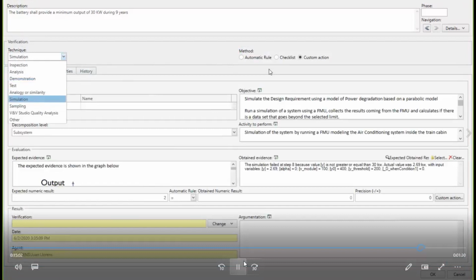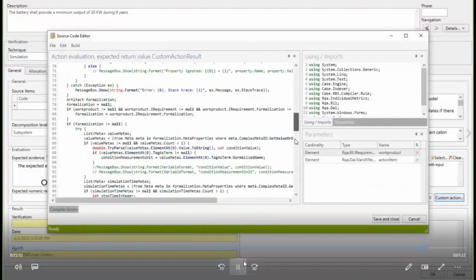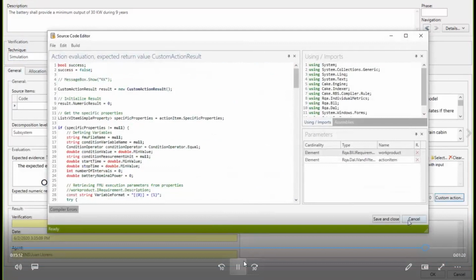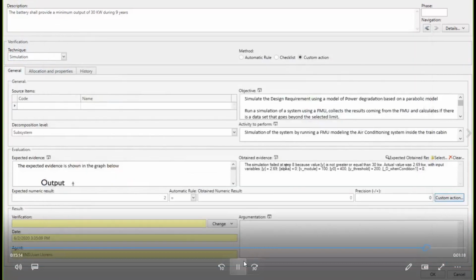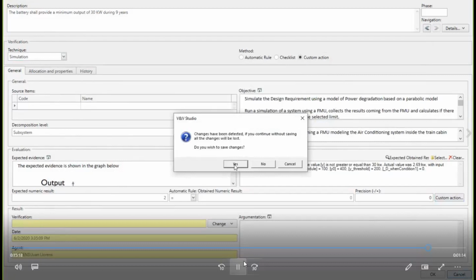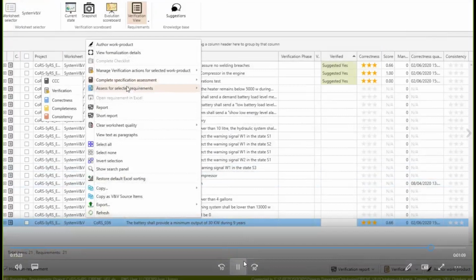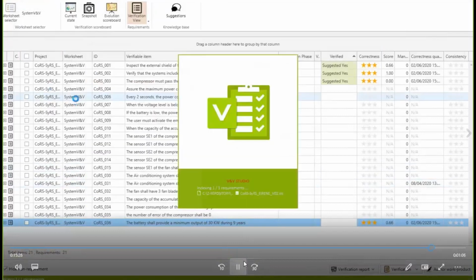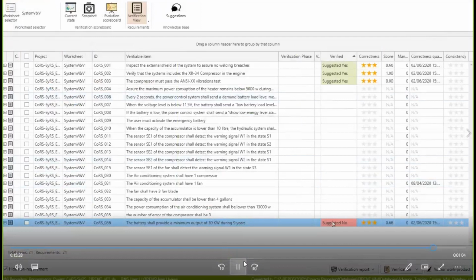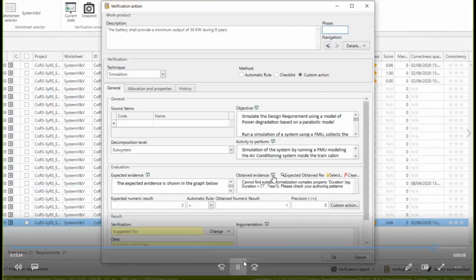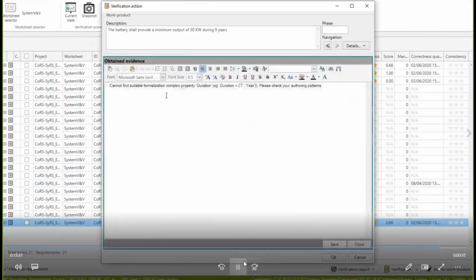We define the simulation, and in this case we have just created this custom code inside the V&V Studio. This is the code that we are going to run to run an FMU. So we just run it, and we have here 9 years. What the FMU says when it runs is, there's no way, because this doesn't go through the FMU simulation. It tells you that you need something around 7 years, and of course we put 9 years.